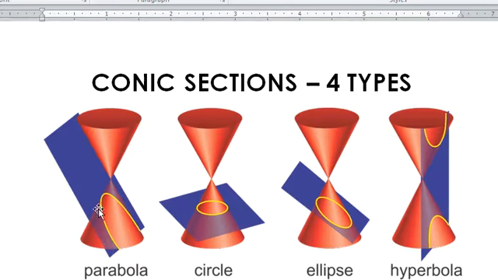So if a cone is sliced in this direction, we're going to get the shape of a parabola. If you slice a cone this way, kind of horizontally, you'll get a circle. If you slant the slice, you'll get an ellipse. And then if you do a vertical slice and you hit both of those cones, we're going to get something called a hyperbola, where there's two curves. So this is what we're going to be doing over the next few lessons.